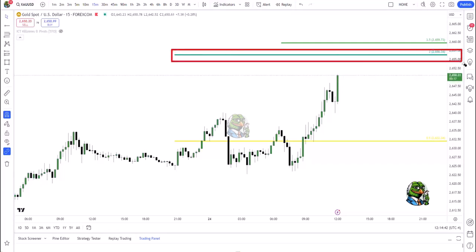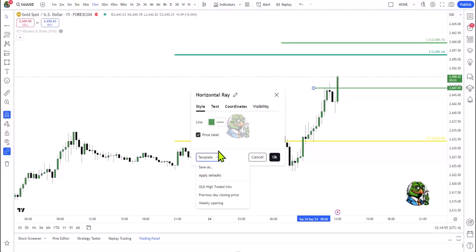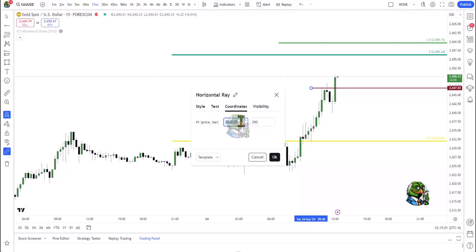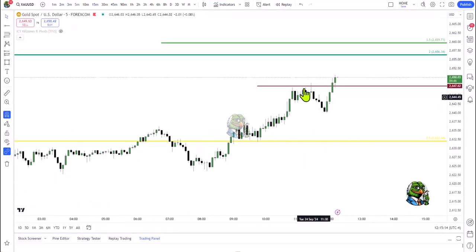Now let me see what's my entry price. 2647.62. I'll just mark it out here. Let's mark the entry. 2647.62. Let me look at this on a 5 minutes. You can see we've gone up and back down into there.